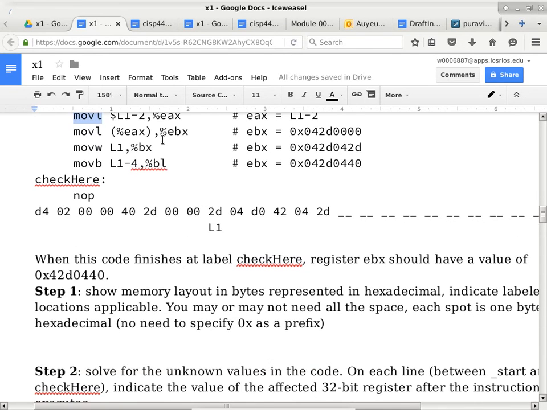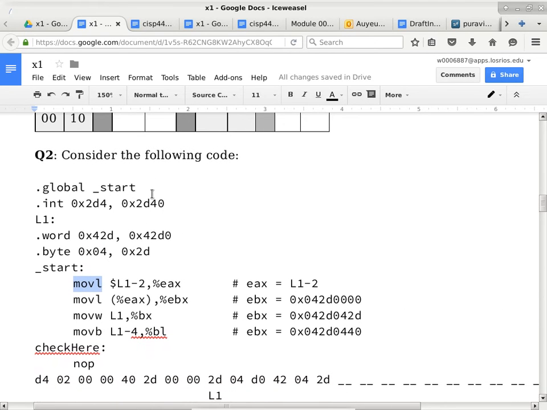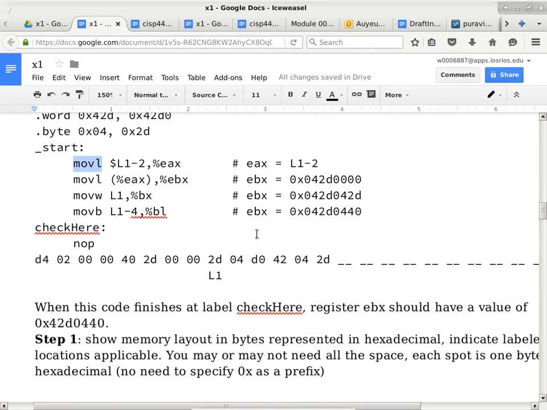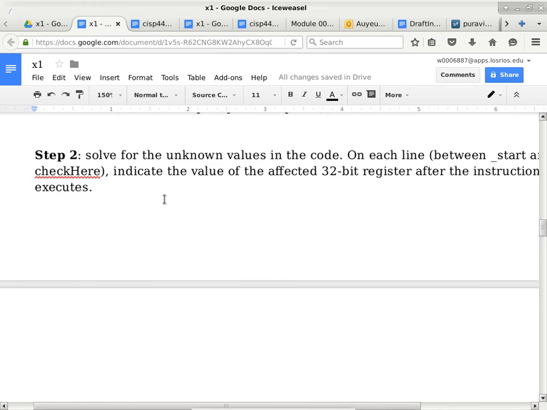All right, so that's for question number 2. Any questions about number 2? Okay, so we'll go ahead and run this program later on just to make sure. I don't trust my own answers.